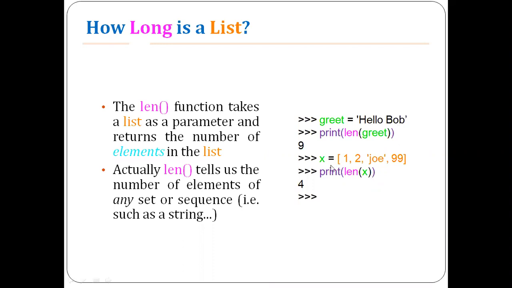So how does it work? x is equal to 1, 2, joy, and 99, right? So I have basically 4 elements in the list. I can make use of the same function, the length function, and apply it on the list. I'll get the output as 4, stating that the number of elements in the list is 4, right?